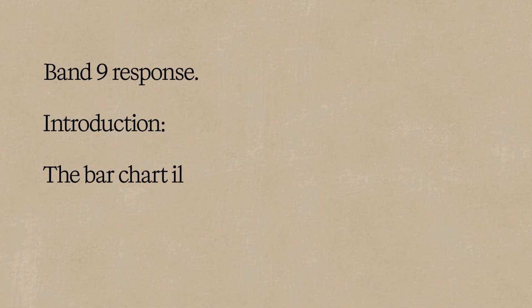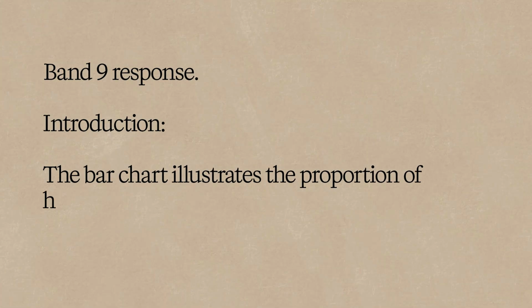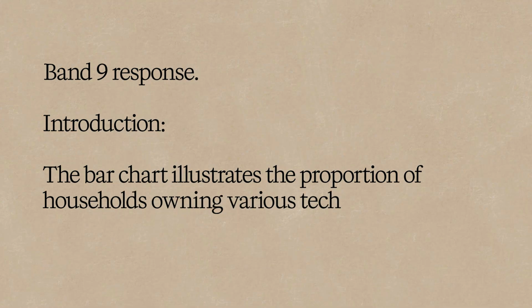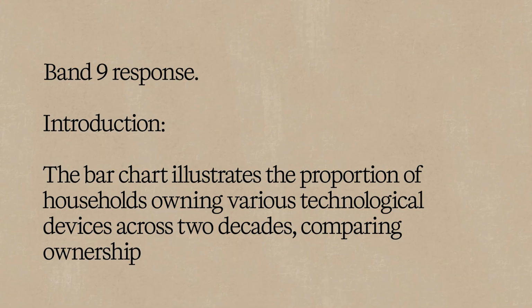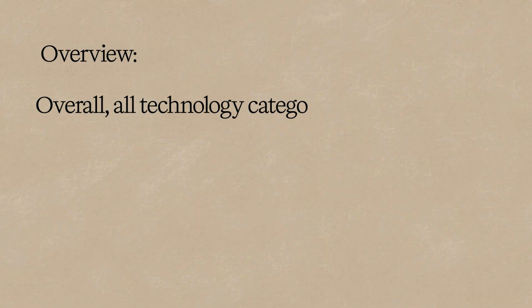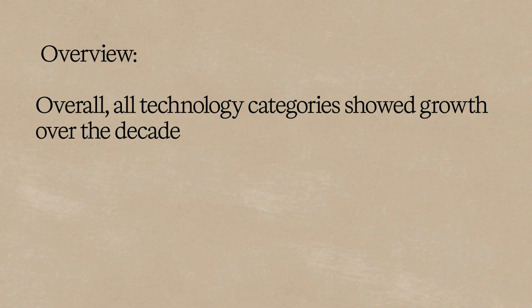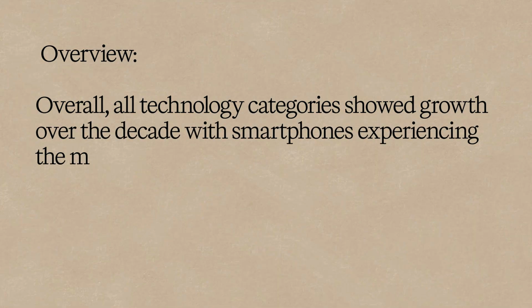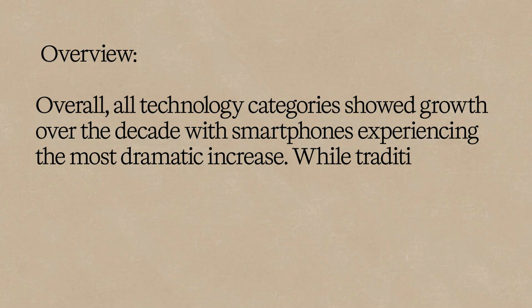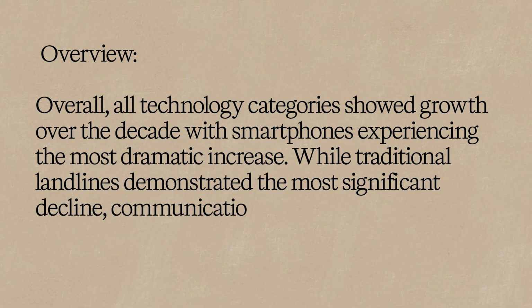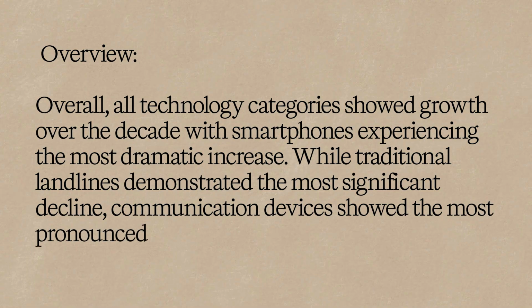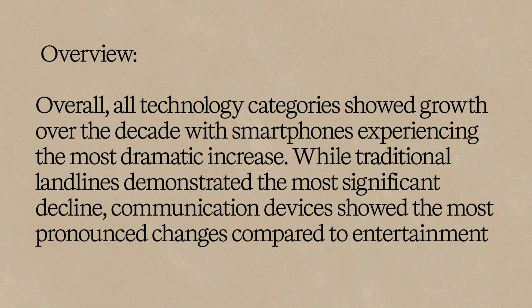Band 9 response. The bar chart illustrates the proportion of households owning various technological devices across 2 decades, comparing ownership rates in 2010 and 2020. Overall, all technology categories showed growth over the decade, with smartphones experiencing the most dramatic increase while traditional landlines demonstrated the most significant decline. Communication devices showed the most pronounced changes compared to entertainment devices.